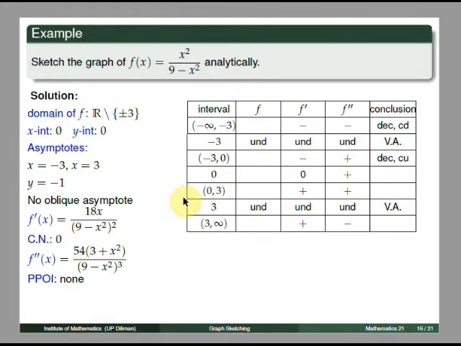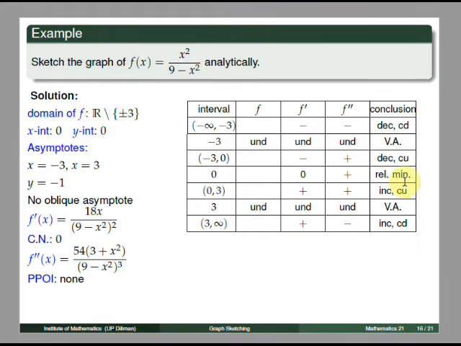Next interval, 0 to 3, positive, positive, and therefore increasing concave up. As you can see here, we have a decreasing to increasing change in the sign of f prime, and therefore at x equals 0, we have a relative minimum. Now for 3 to infinity, since this is positive and this is negative, we are increasing concave down.